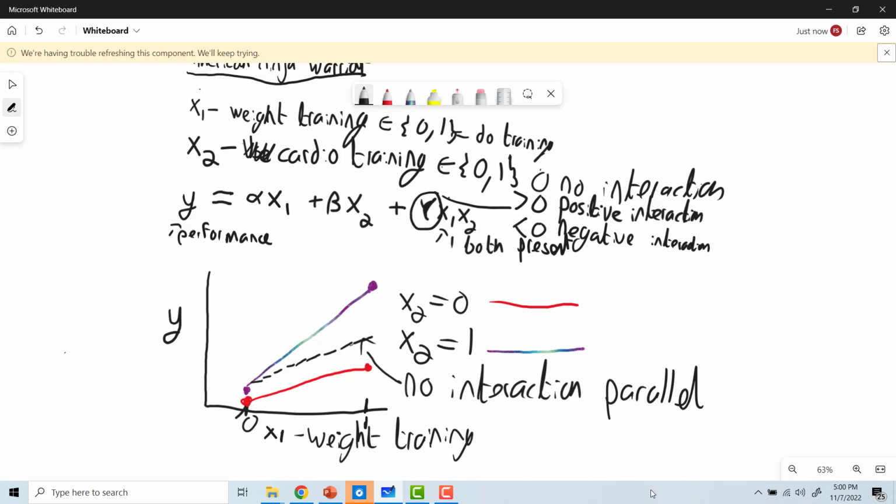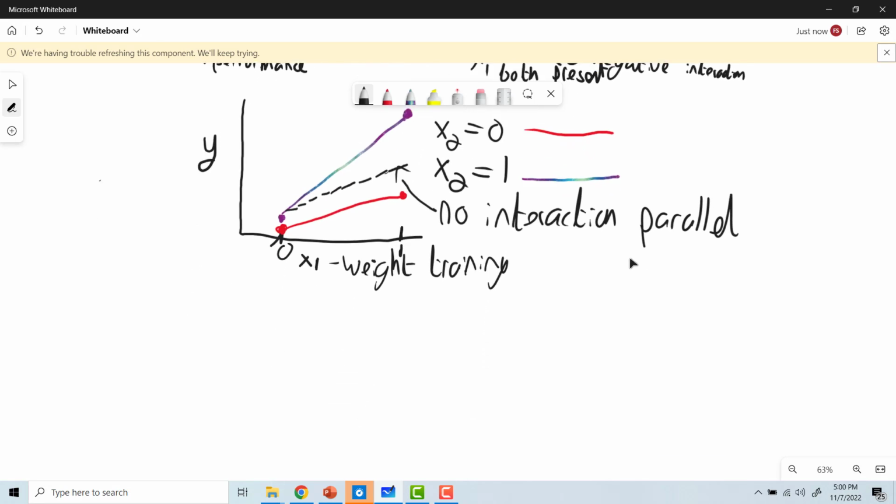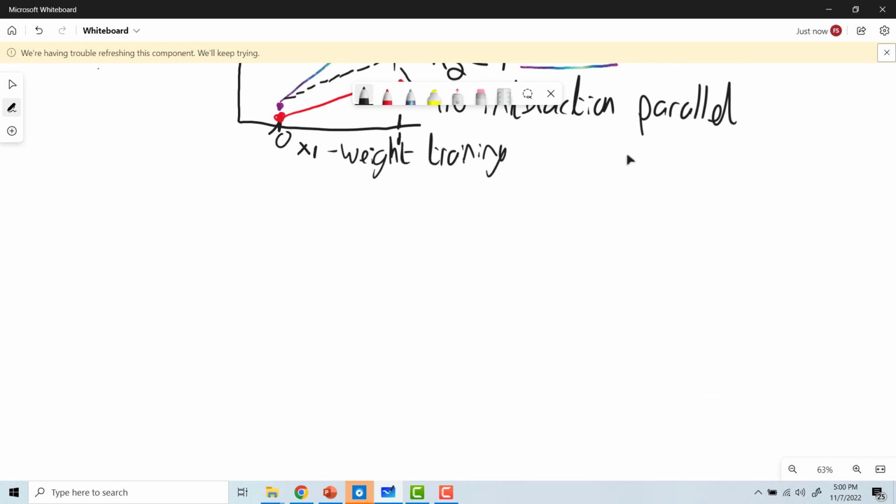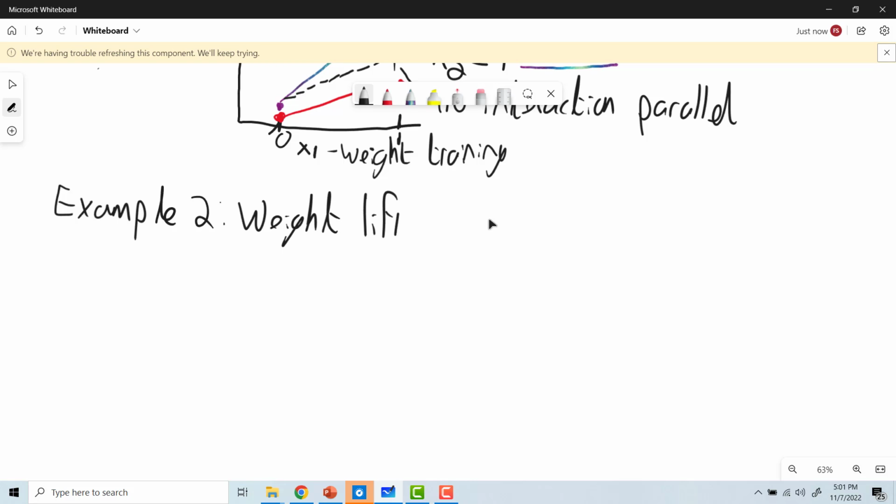Now let's do another example. Imagine I've won the American Ninja Challenge and I want to do some weight training. I want to enter a weightlifting competition. And there are two different strategies.